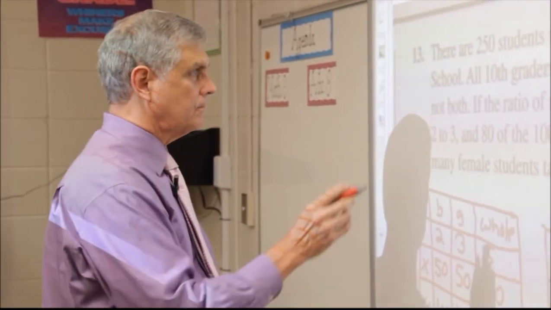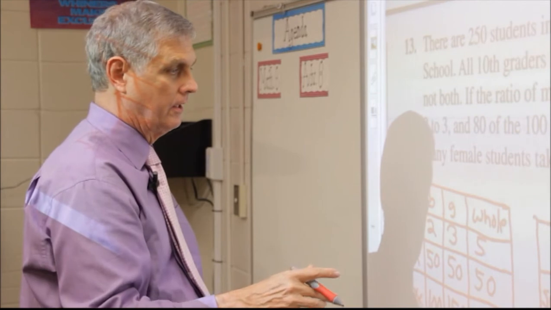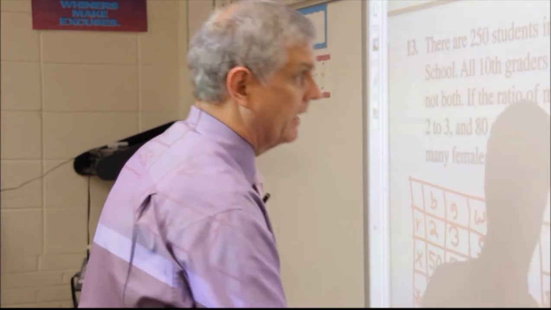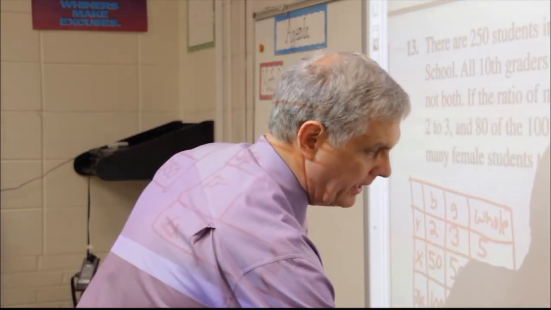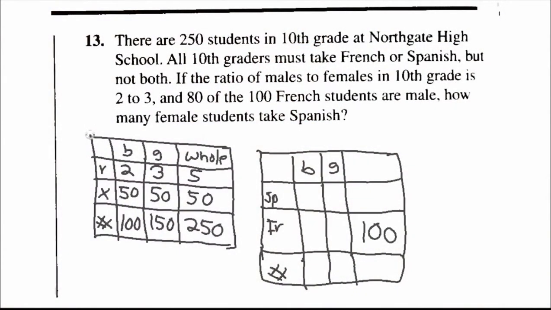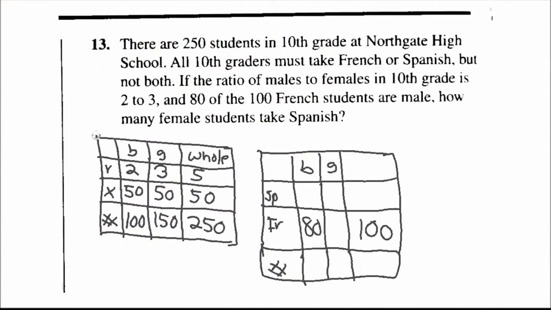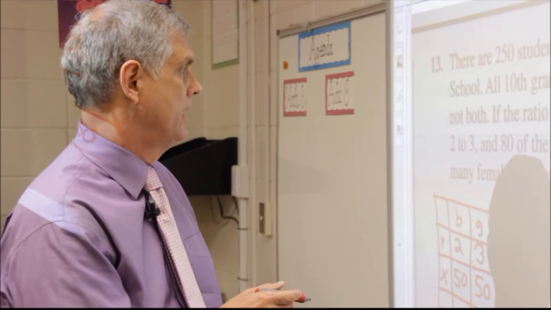All right. So, what do we know from the rest of this problem? They say that there's 80 of the 100 French students. So in French, we've got a total of 100 French students, okay? So we'll put 100 here. And in Spanish, we don't know what we've got exactly yet, but we've got 80 boys in this French class. So we've got 80 boys, and that means that if there are 80 boys in that French class, there has to be 20 girls. So we'll put a 20 here.